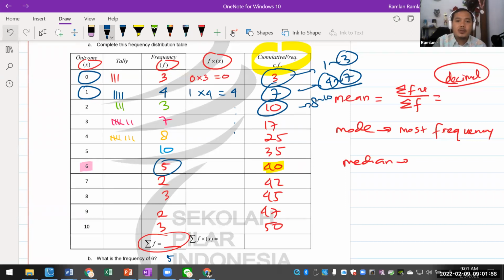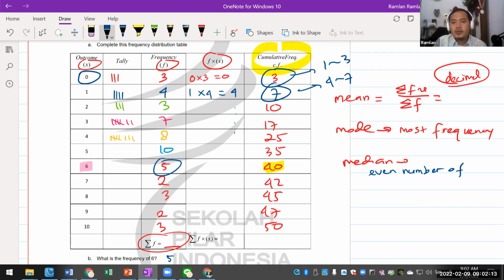And since we know that in this question we want the median, and we have an even number of data, which is 50, right? This guy over here is also 50. So can anyone tell me, in what data is the median? Rico, can you help me?